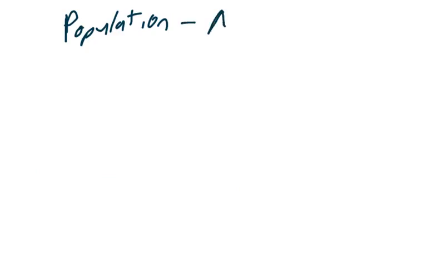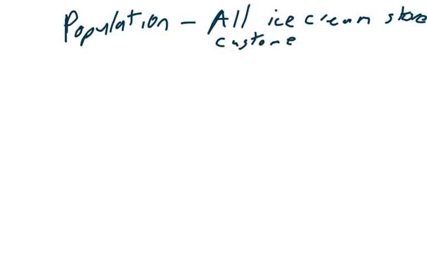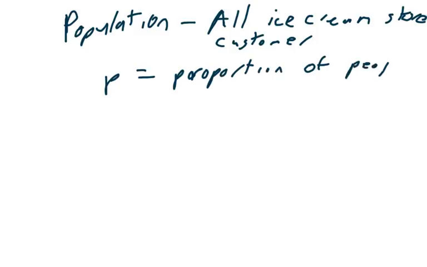Our population is all ice cream store customers. Our parameter, which is P, is the proportion of people who like chocolate.